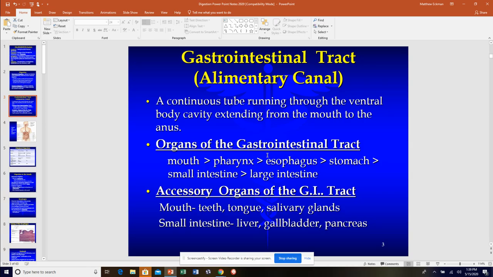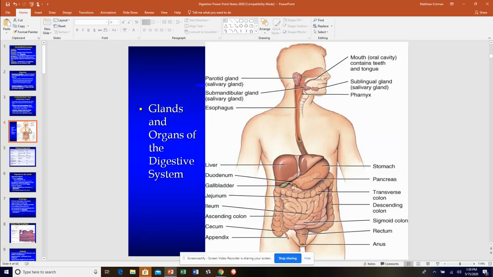And then we have accessory organs. These are organs that may or may not come into direct contact, but they help this process through either mechanical or chemical digestion. So your mouth, your tongue, your teeth all come in direct contact with food to make mechanical digestion. Then we've got glands like your salivary glands that secrete saliva and digestive enzymes. And then our small intestine, our liver, our gallbladder, and our pancreas all secrete some type of digestive enzyme or chemical like acid to help break down our food through this process.